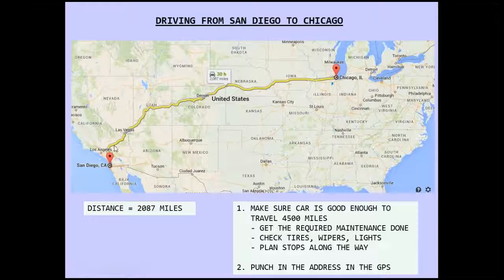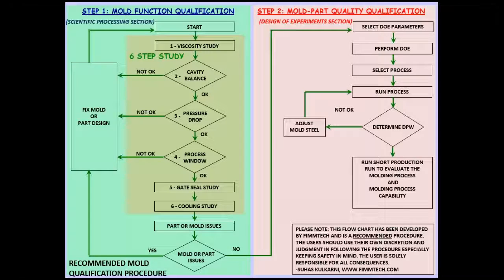Once my car is ready, I put the address in the GPS, and then I can comfortably start on, say, Thursday morning, based on my analysis. I drive so many miles, stop, take a break, and so on, and give myself some maintenance and things like that. That is what it's like with injection molding. You first have to make sure that you can make the parts cosmetically. And once you know you can make the parts within certain limits, then you can take those limits and apply them to a DOE.